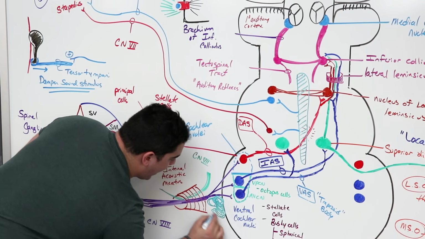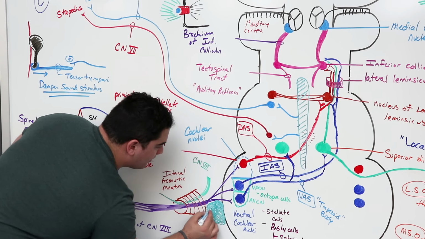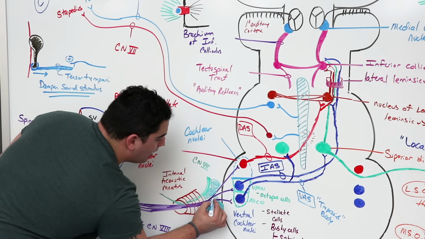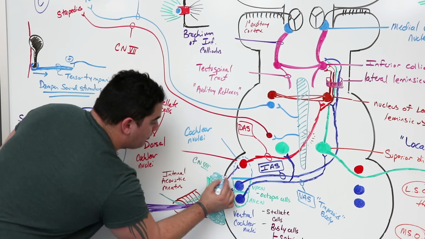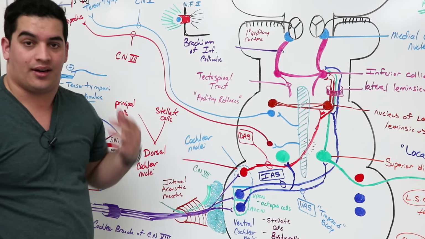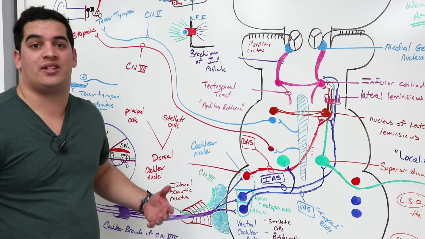Usually this mass occurs around the internal acoustic meatus and around the cerebellopontine angle. And it can compress the nerve fibers. Obviously this can lead to hearing loss. It can lead to tinnitus, the ringing of the ears. Depending upon how big it is, it can also affect our balance, because it might affect our vestibular system.